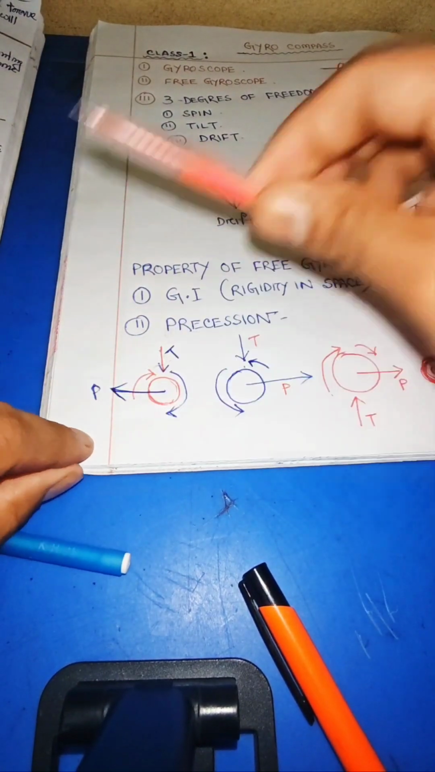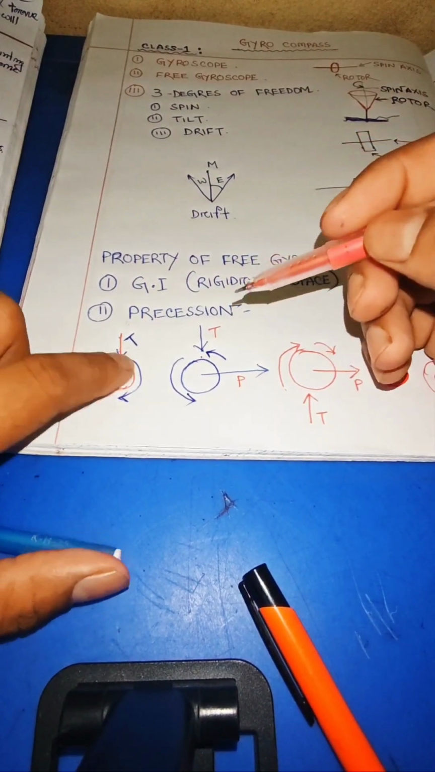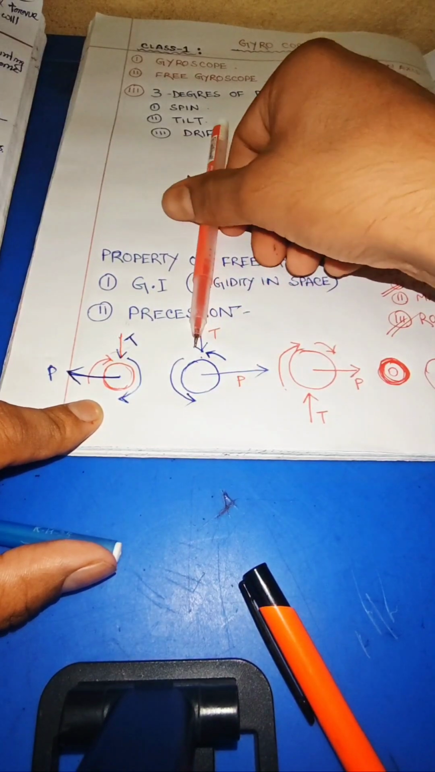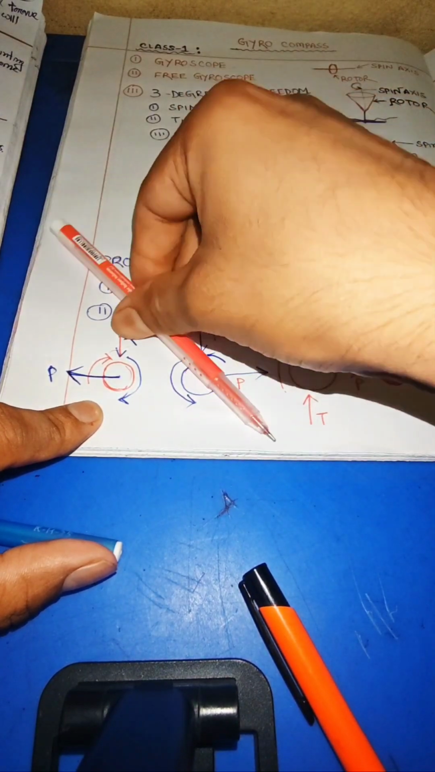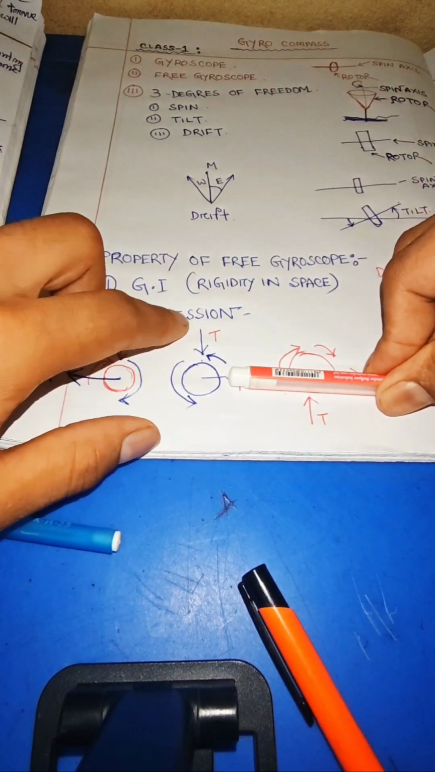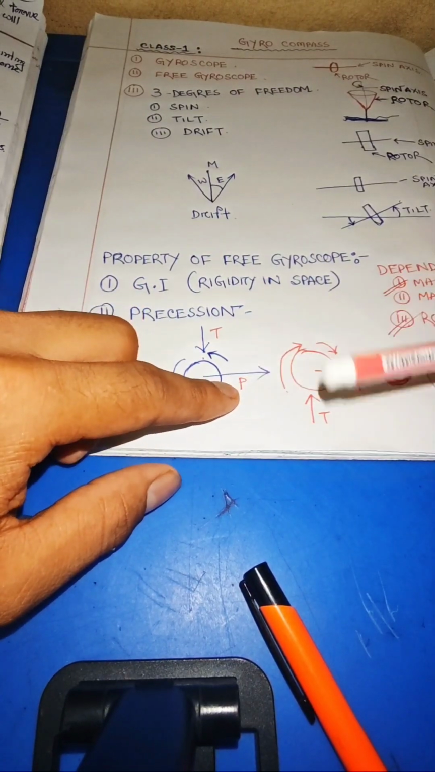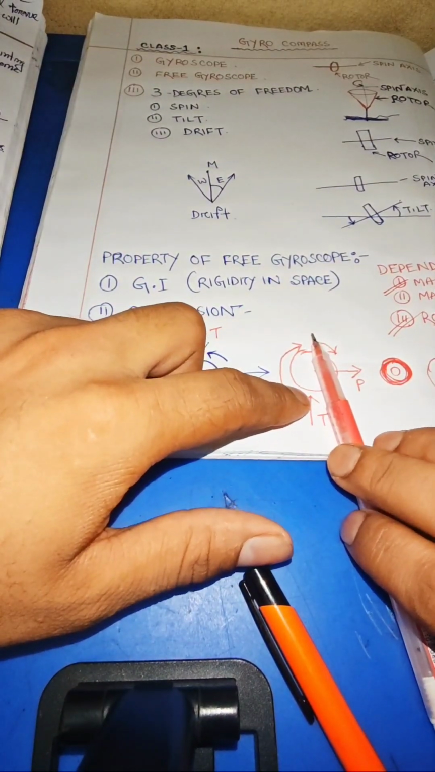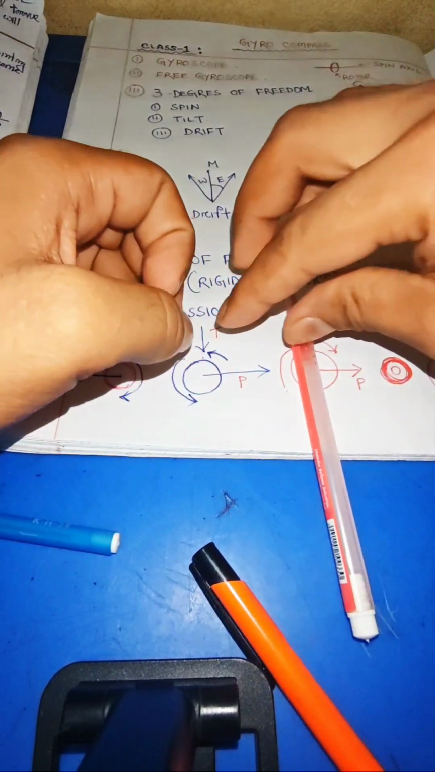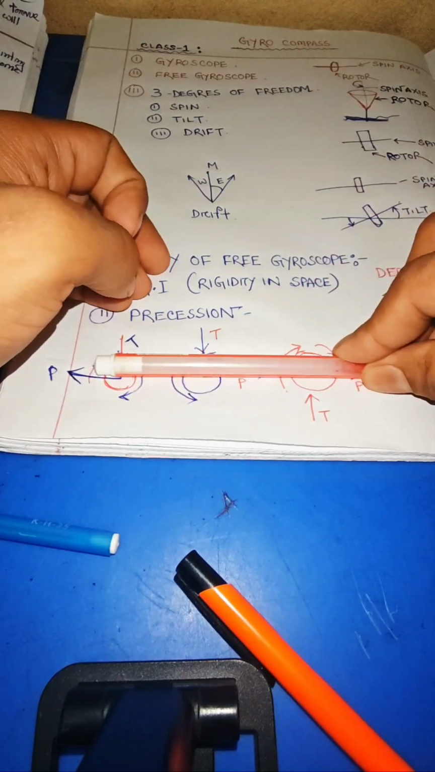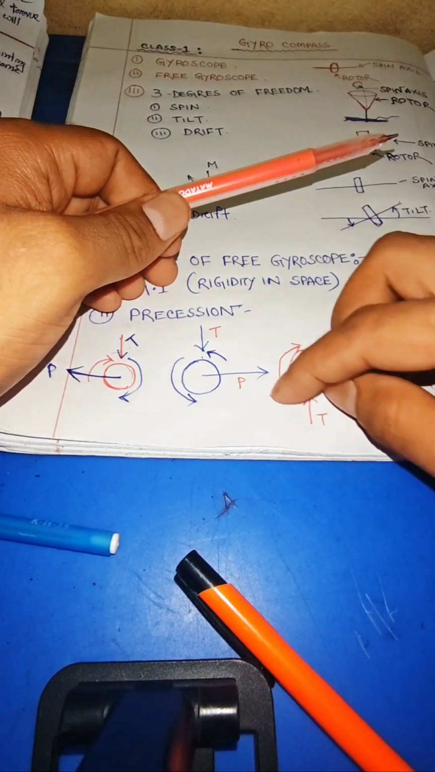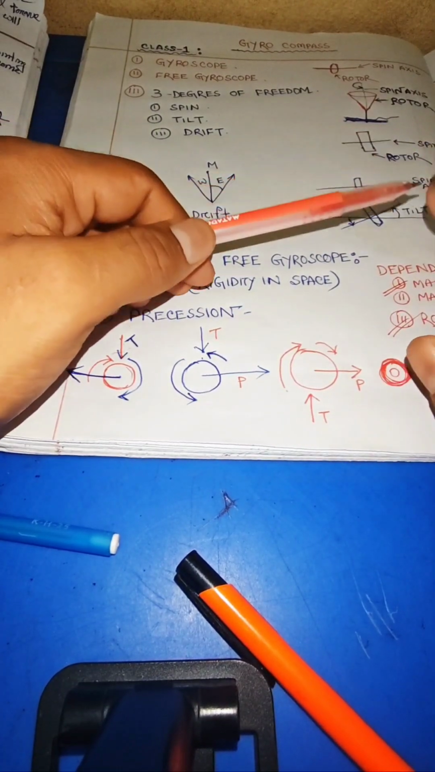Understand guys, this rotor is rotating clockwise, and this other rotor is rotating anti-clockwise. If this is the applied torque, the precession will be 90° with the applied torque this way. I think you understand this one. Precession is 90° with the applied torque and towards the rotation, remember. So this rotor is rotating clockwise, and precession will be 90° away from the applied torque and towards the rotation. You can imagine it this way.